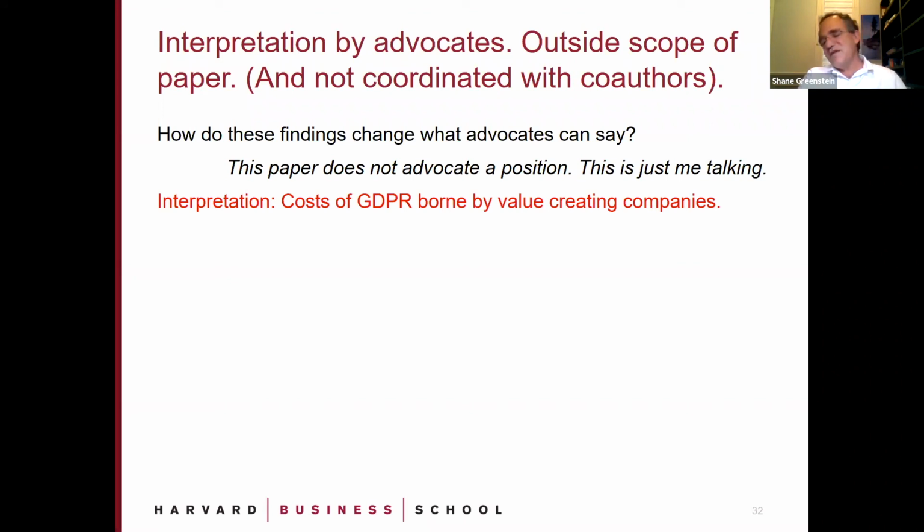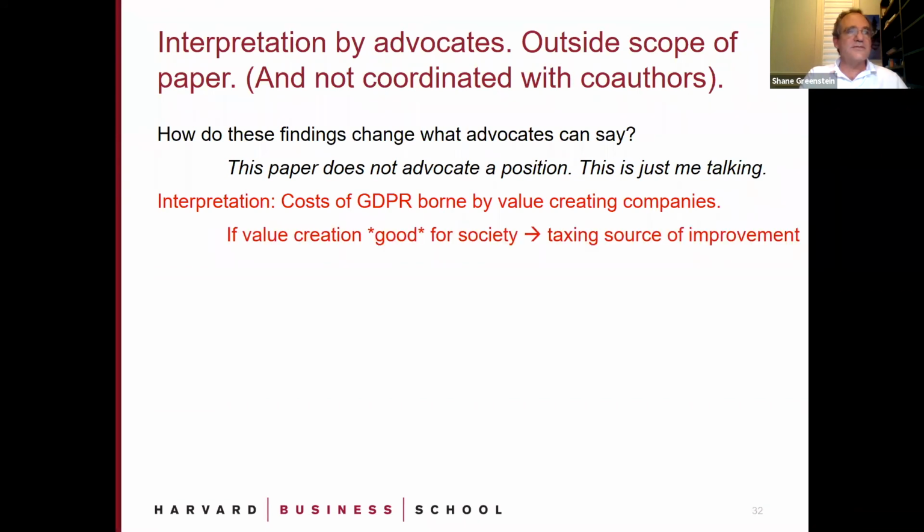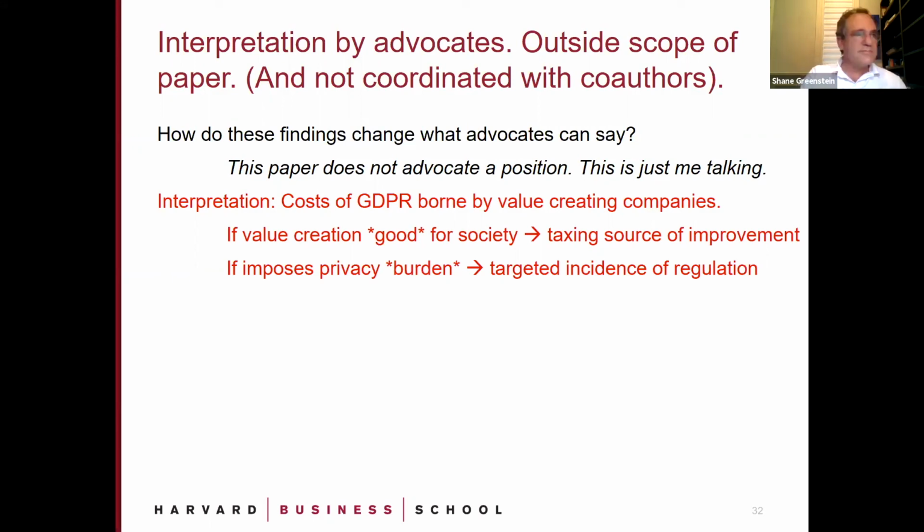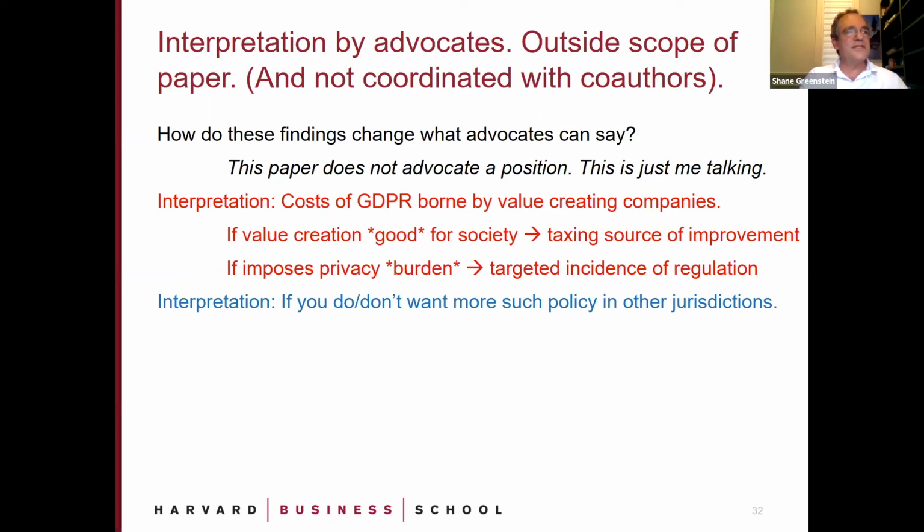One interpretation you might make of what we found here is that the costs of GDPR are borne by the value creating companies. If you thought that value creation was a good thing for society, then you would say that this is taxing the source of the improvement. If you thought that value creating activity imposed a burden on society by violating privacy, you would then argue that the regulation is targeted to the place where it's having the largest incidence. So that's just what an advocate would say.